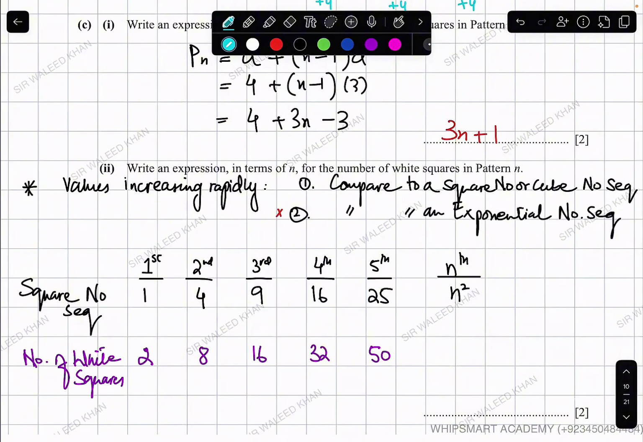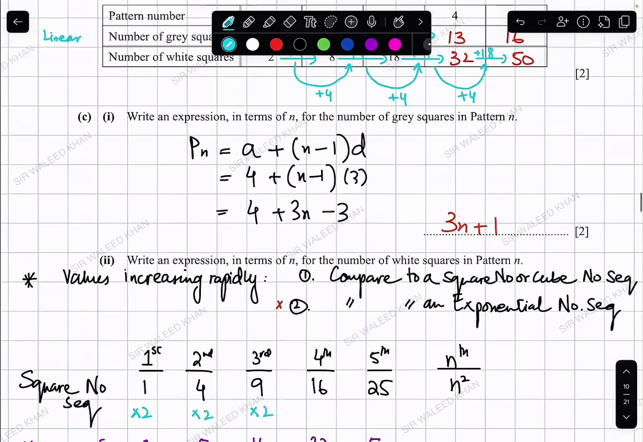We have two options, either add 1 or multiply by 2. So we have to see a sequence for the other one. If I add 1 to 4, that will be 5, not 8. So let's multiply it. Multiply by 2: 4 multiplied by 2, we get 8. 9 multiplied by 2, that is 18.